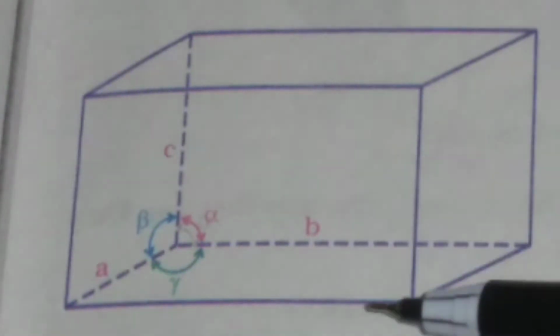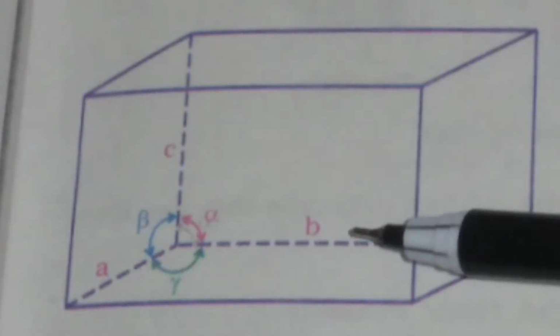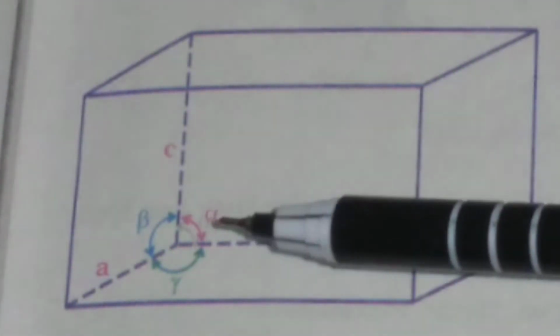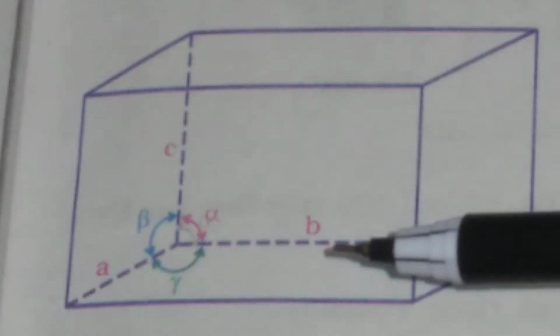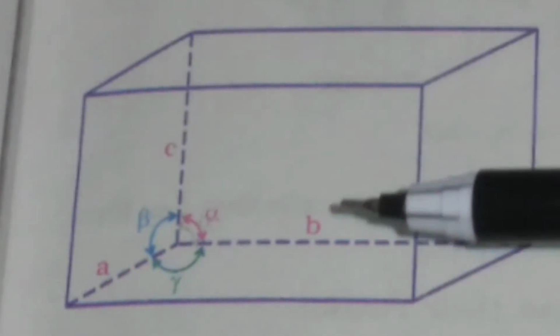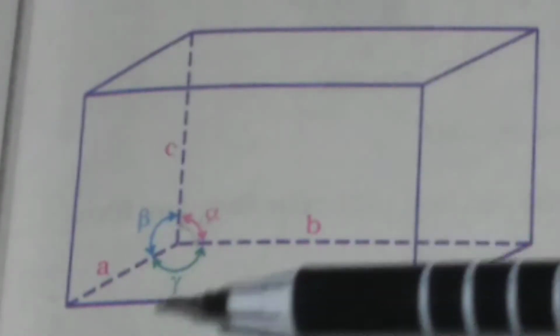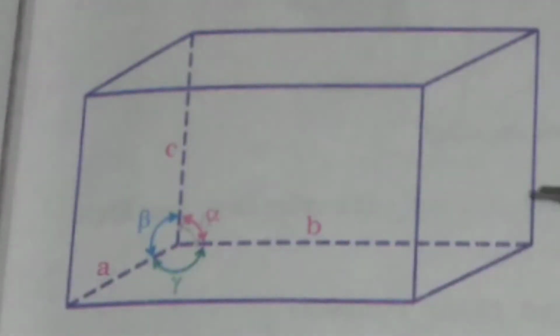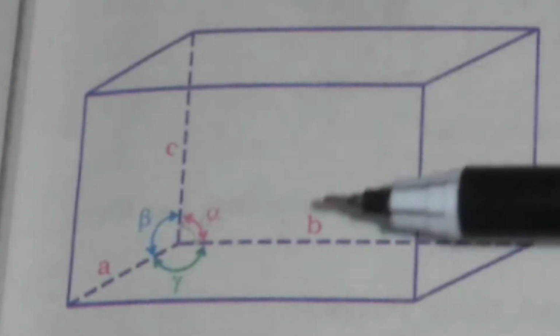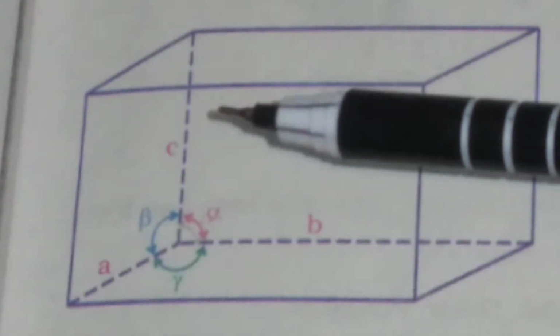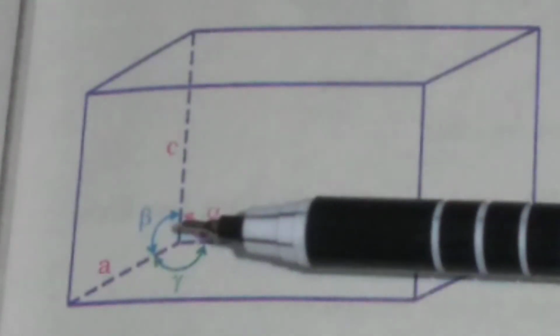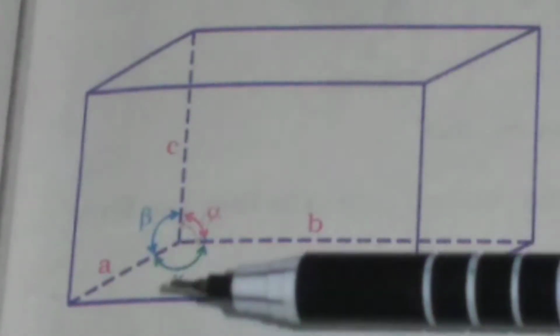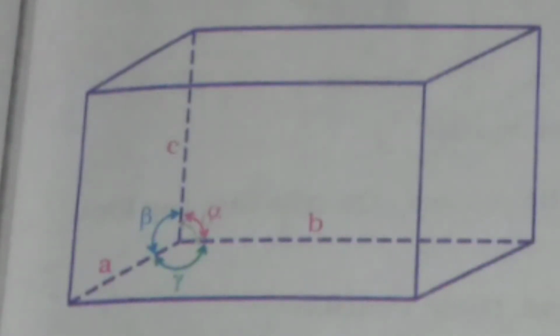A unit cell is characterized by 6 parameters: a, b, c and alpha, beta, gamma. a, b, c are the 3 edges of the unit cell. This is one edge, this is another edge, and this is the third edge. And alpha, beta, gamma are the angles. You see in the figure, alpha is the angle between b and c, beta is the angle between a and c, and gamma is the angle between a and b.